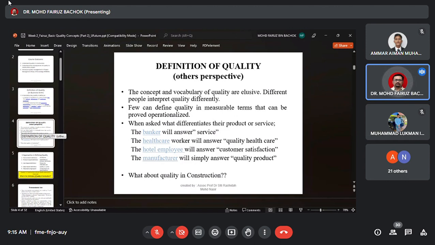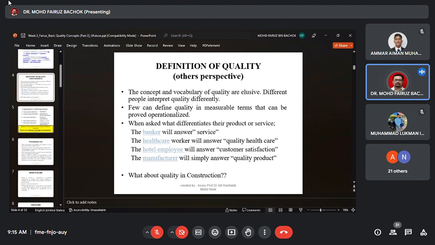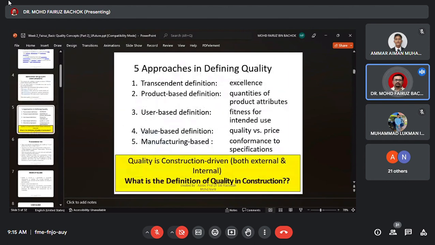Okay, this is the definition of quality. What about quality in construction? This is what we are interested in as civil engineers. We will look at it below, toward our lecture. Okay, then the next slide.